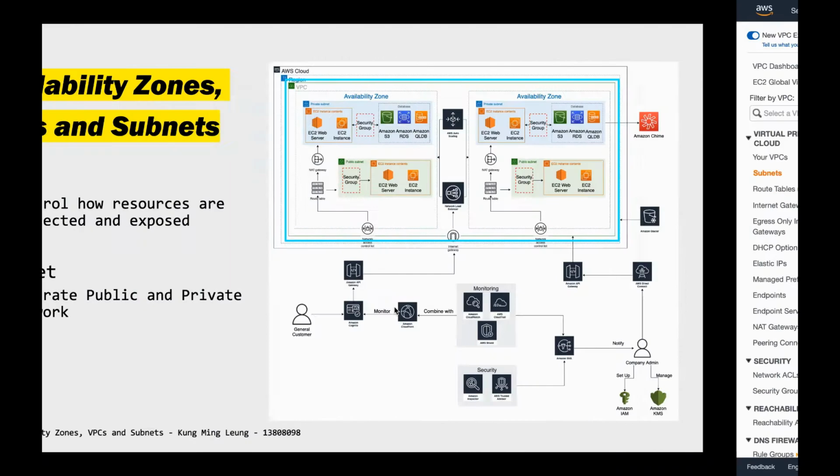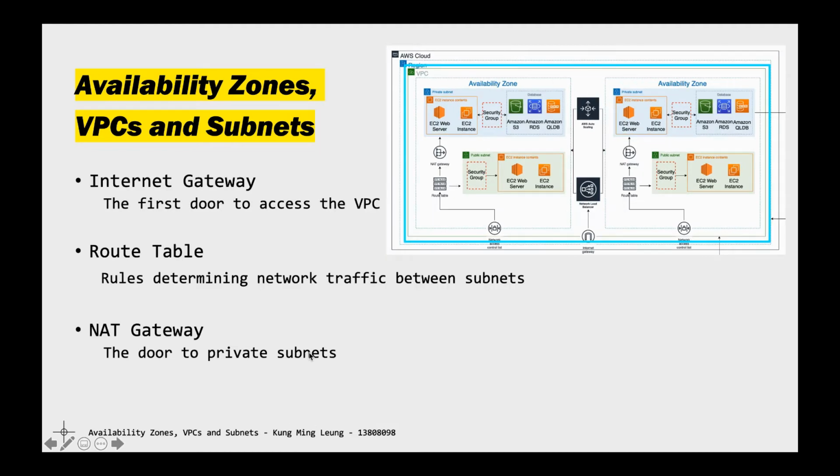There are other services applied in these components. We set up an internet gateway at the VPC level. Then we have route tables to control network traffic between subnets. We also have a NAT gateway in front of the private subnets.